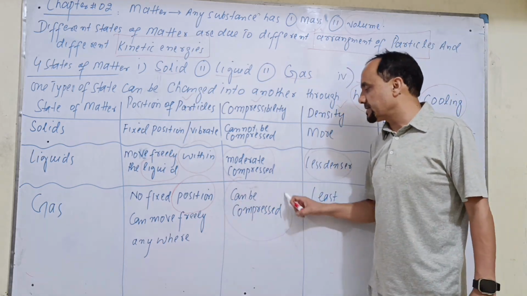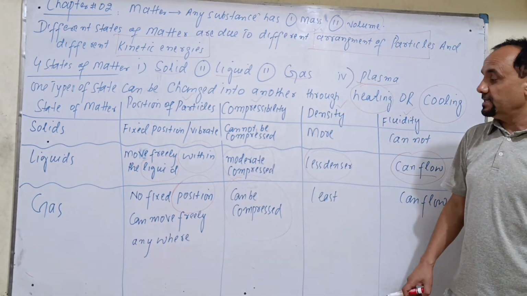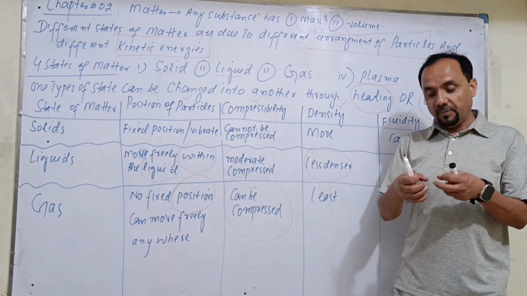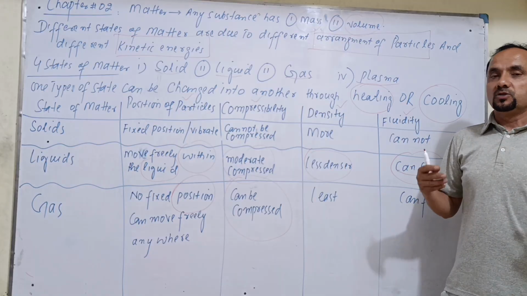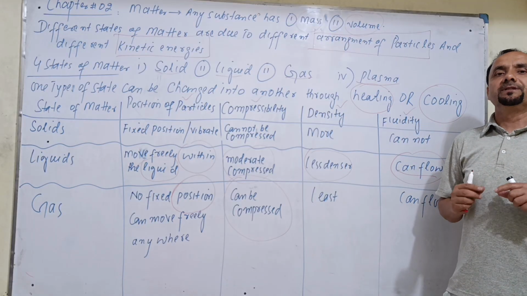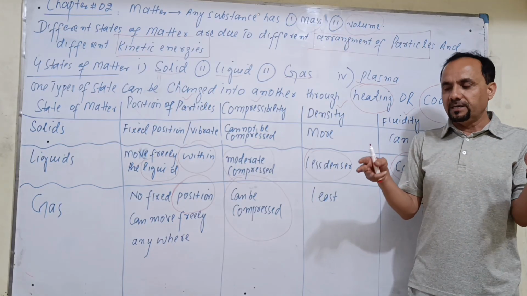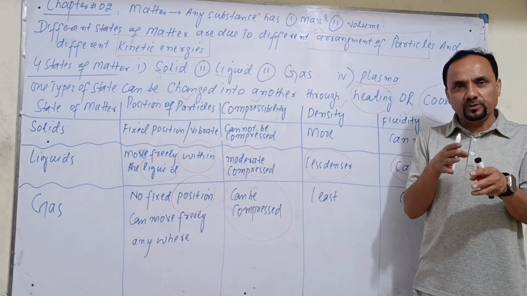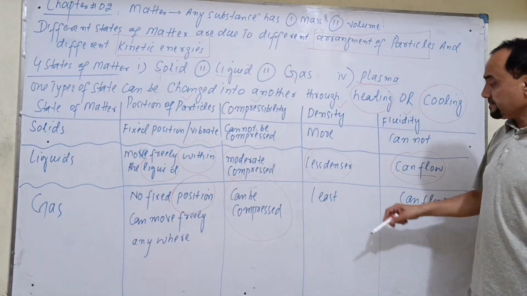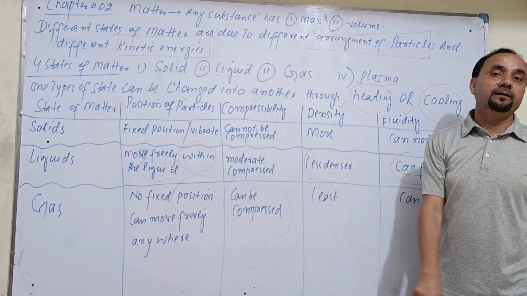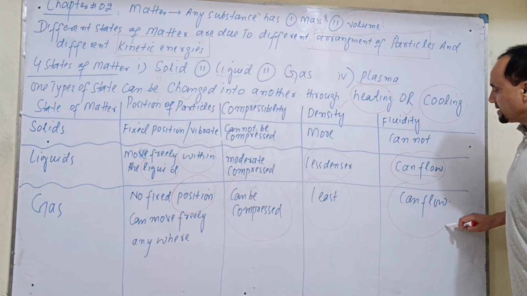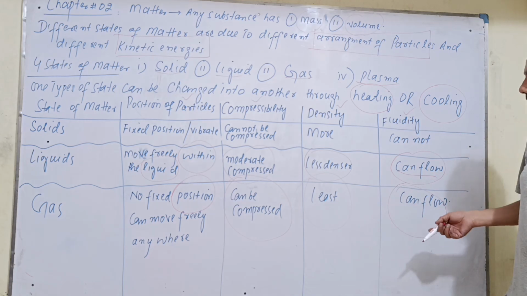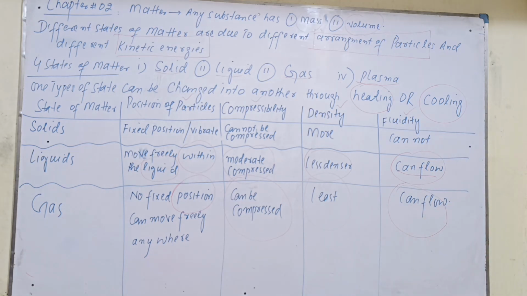They can be compressed. Gases can be compressed easily. What is the reason? The particles are so far away from each other. There are huge gaps. So when pressure is applied, when force is applied, the particles will come closer. So they can be compressed easily. The density is very low because the particles are away from each other, and gases can flow easily because the forces of attraction are very weak in gases.